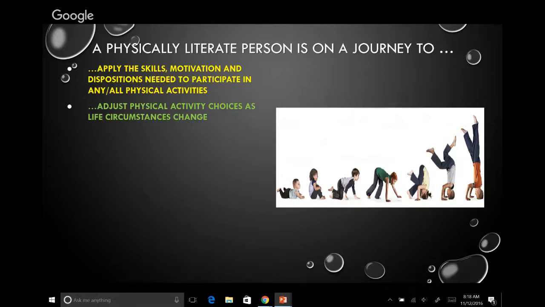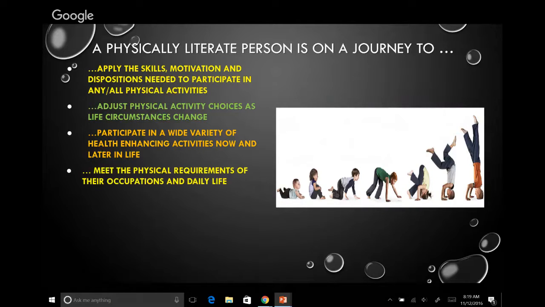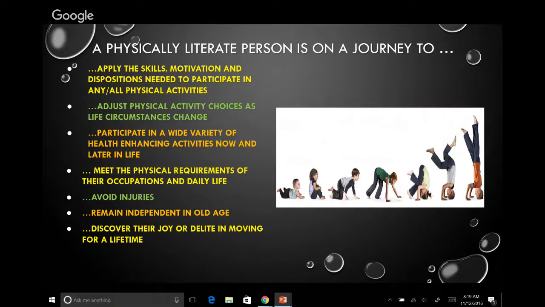They can adjust their physical activity choices as life circumstances change. Participate in a wide variety of health-enhancing activities now and later in life. Meet the physical requirements of their occupation and daily life. Avoid injuries, big one. Remain independent in old age. And discover their joy or delight in moving for a lifetime. So remember, this is a journey. Learning is a journey, physical literacy is a journey, so we're all in this together.